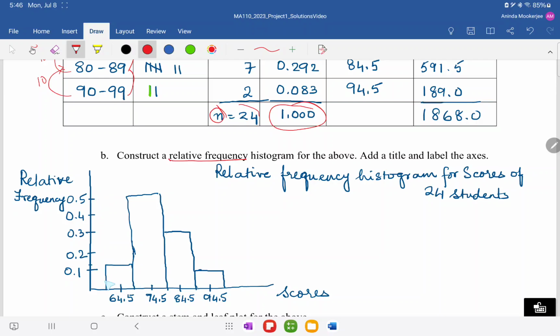And then you have to make sure that these rectangles go up to the relative frequency values along the y-axis. And again, for histograms, the rectangles are all connected. There's no gap between the rectangles, unlike in a bar graph. In a bar graph, you have to leave spaces between the rectangles, but for a histogram, they are continuous. Therefore, you have to make sure that they are connected. One rectangle rides over the other one.